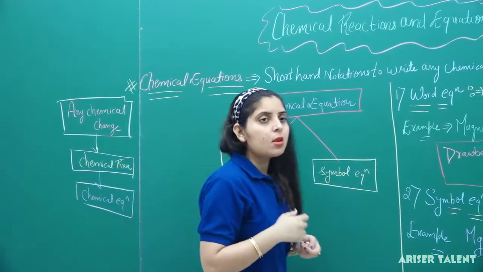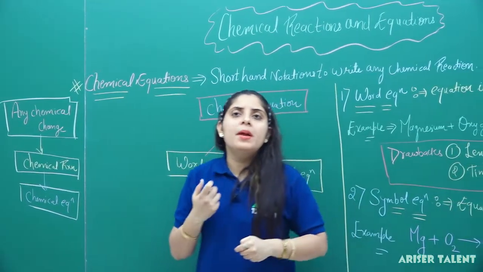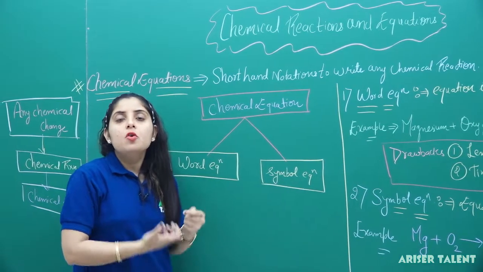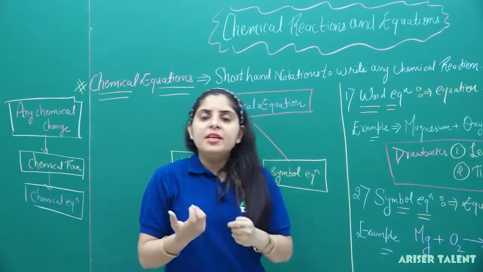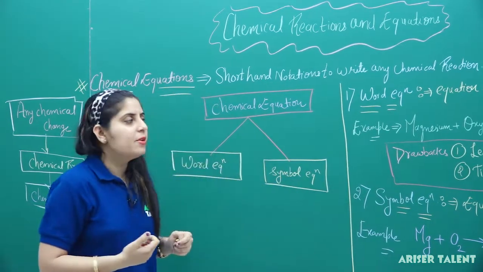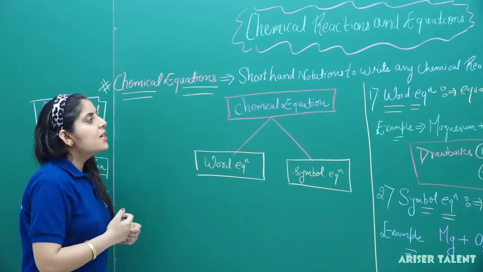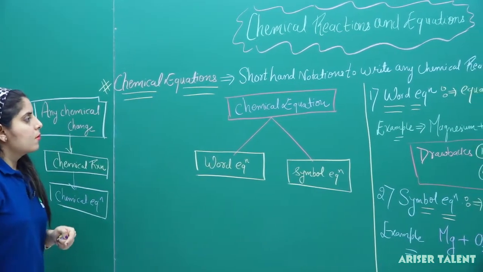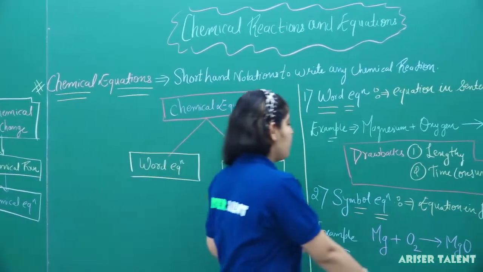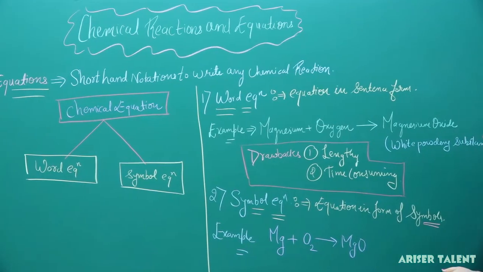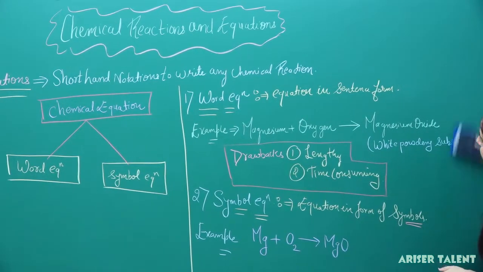Now we will deal with our next topic, what are the limitations of any chemical equations, what are the specialties of chemical equation, and what are the rectification methods of this chemical equation. So firstly, we will discuss the limitations of chemical equation. So our next topic is limitations of chemical equation.